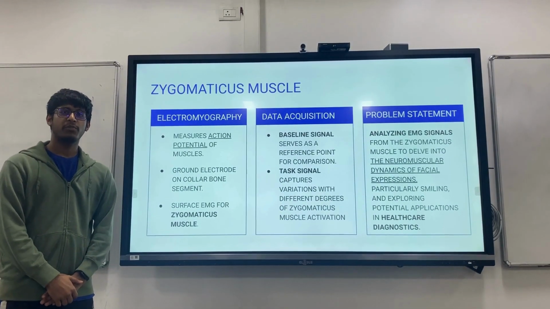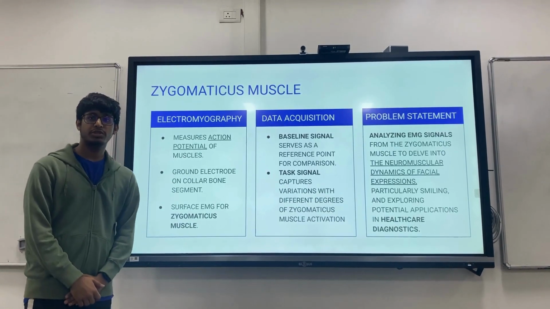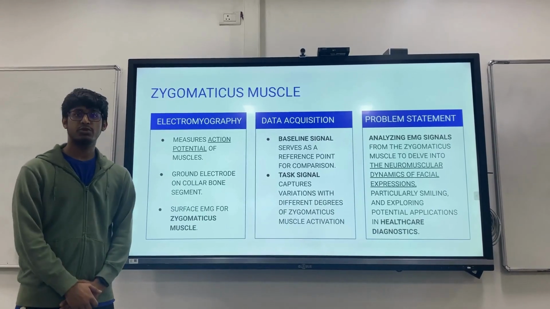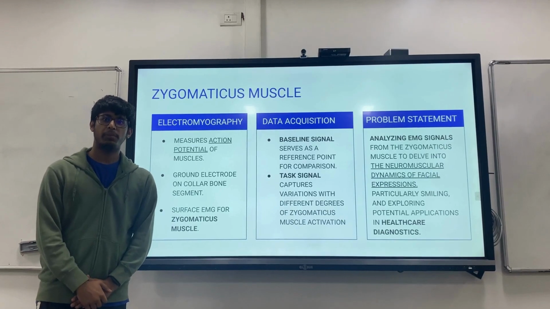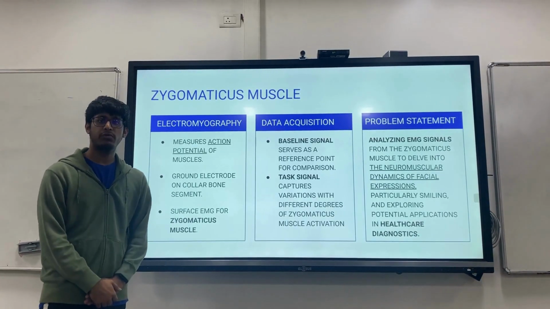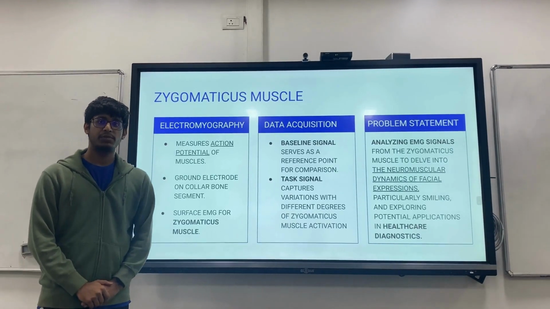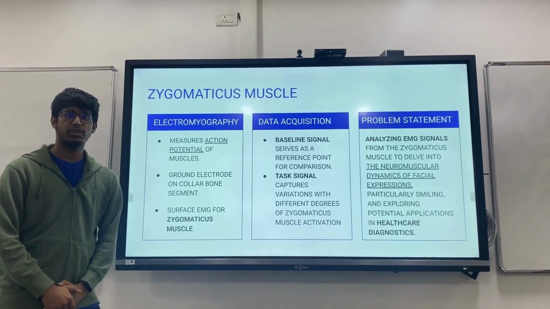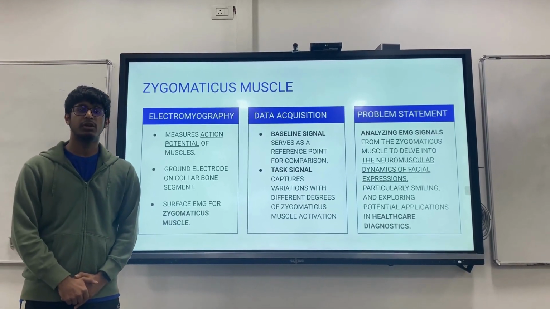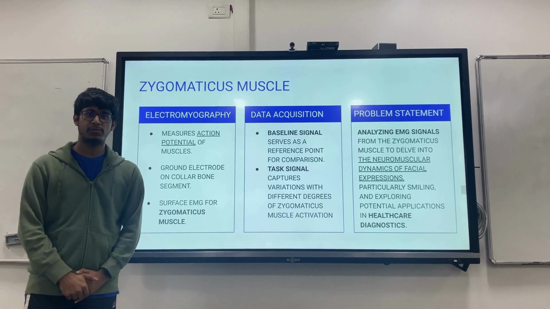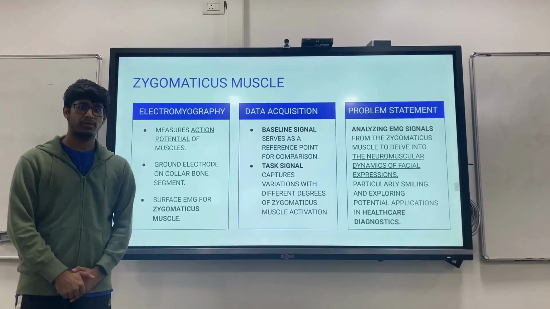The electromyography performed gathers the action potential of muscles. In data acquisition, the baseline signal corresponds to no muscle activation when the subject was not smiling. Baseline signal serves as a reference point for comparison with the task signal. The task signal we captured gathers variation with different degrees of muscle activation, and from these signals we wish to understand the neuromuscular dynamics of facial expression and explore potential applications in healthcare.